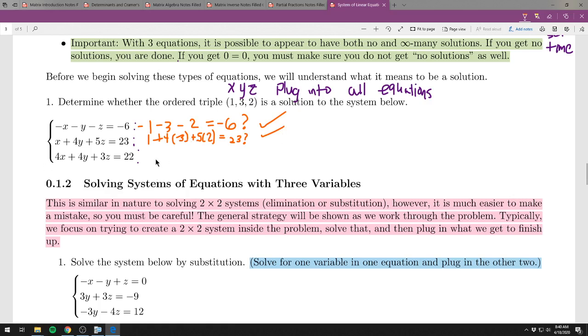And then the last one, plugging in the same x, y, and z values, we got 4 times x, which is 1, plus 4 times y, which is 3, plus 3 times z, which is 2. And does that equal 22? Well, we got 4 plus 12, which is 16, plus 6, which is 22, and that one works as well. So they all work, which means it is a solution. So 1, 3, 2 is a solution.